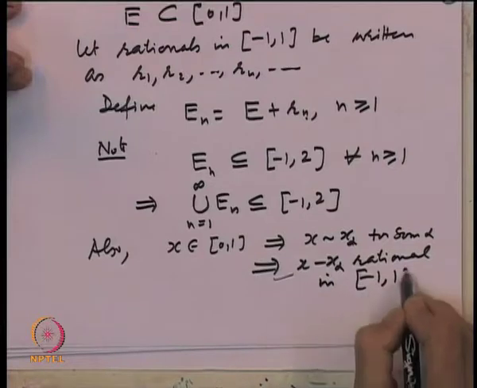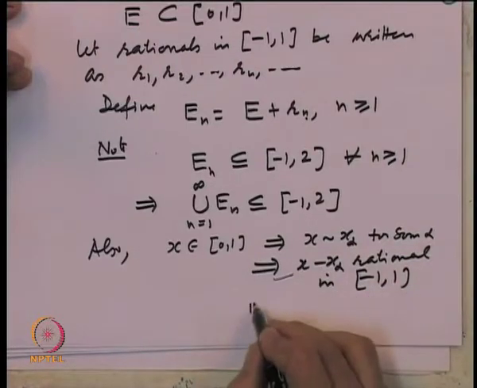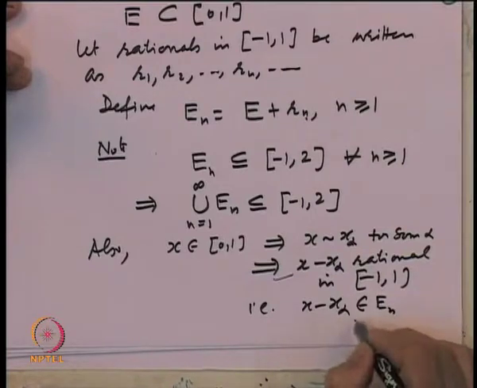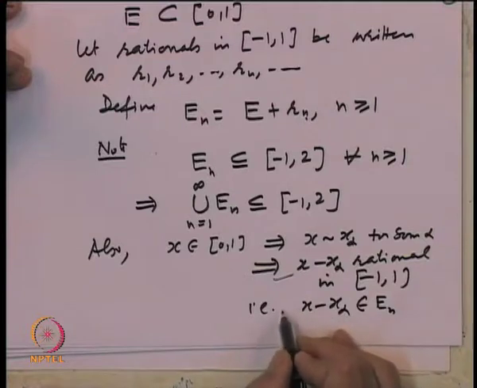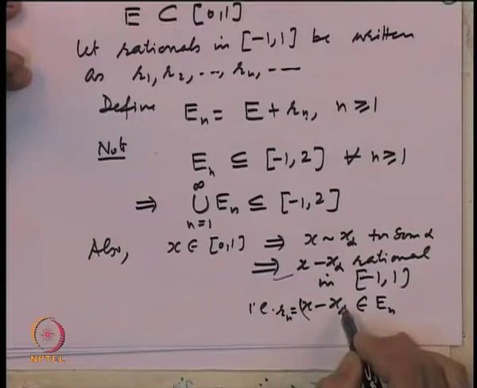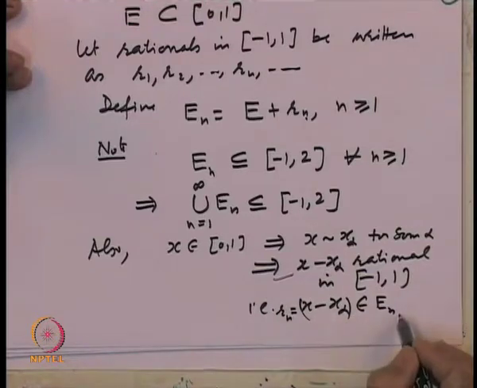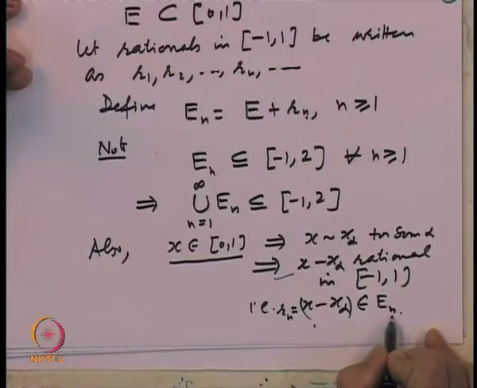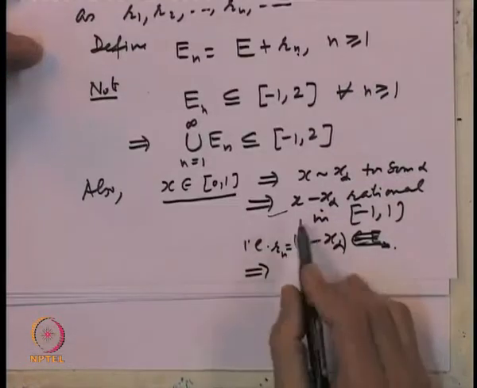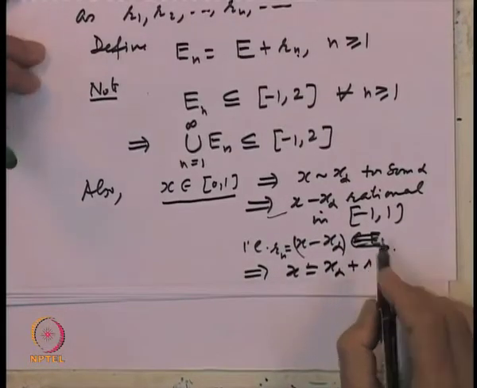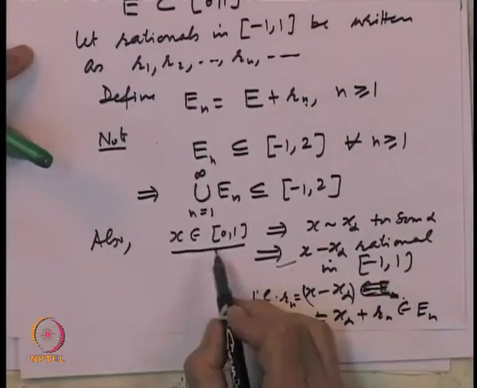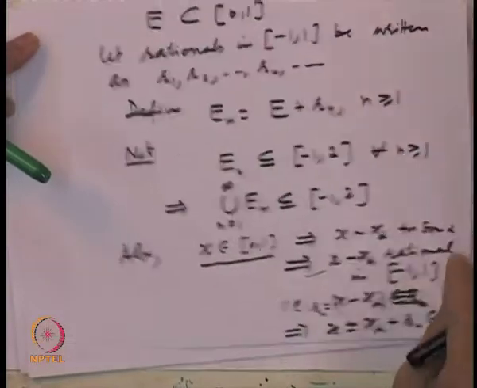This is a rational in [-1, 1], because both could be 1, and if it is a rational in [-1, 1], that must be equal to some R_n. That means x is equal to x_alpha plus R_n, and that belongs to E_n. So, x belongs to E_n. So, the second observation is that [0,1] is inside the union of E_n's. So, that is what we have gotten.